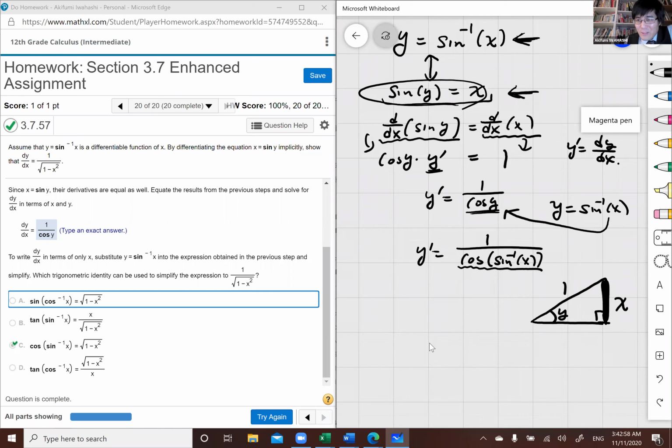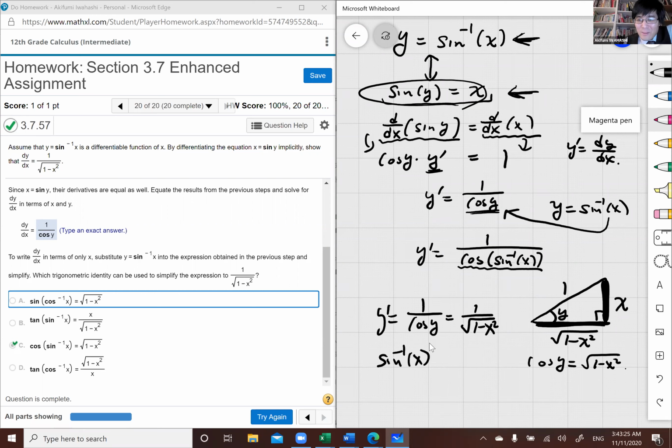Now from this picture, you can find what cosine y is, because by using the Pythagorean theorem, this part must equal the square root of 1 minus x squared. So cosine y must be the square root of 1 minus x squared. So 1 over cosine of y must be 1 over the square root of 1 minus x squared. And that's going to be the formula for the derivative of the inverse sine function.